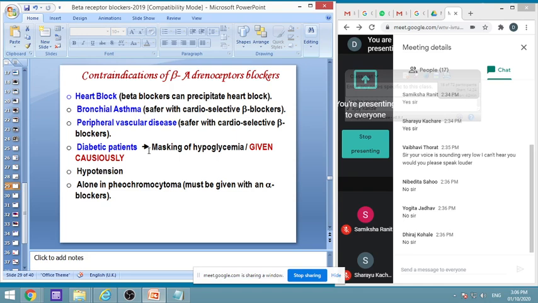It should not be given alone in pheochromocytoma, because otherwise more of the drug will be available for the alpha receptor, and then the alpha effect, very severe vasoconstriction, it can cause. So when a beta blocker is to be given, either one having alpha and beta activity like labetalol will be preferable, or otherwise both alpha and beta blockers have to be given, because the adrenaline which is released acts on both receptors.